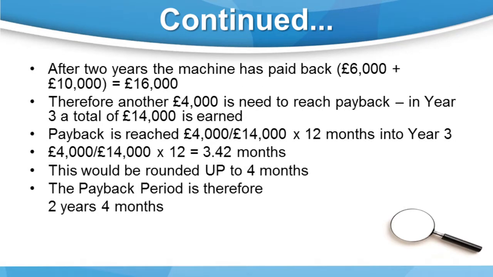Therefore, we'll reach payback once another £4,000 has been earned. In the 3rd year we have a positive cash flow of £14,000, but we only need £4,000 to reach payback. We therefore need to determine how many months it will take to earn the £4,000 needed in year 3. If we divide £4,000 by £14,000 and then multiply this by 12 months, this will give us a figure of 3.42 months, which, when rounded to the next nearest whole month, tells us that it would take 4 months to earn the £4,000 required. The payback period would then be stated as 2 years and 4 months.